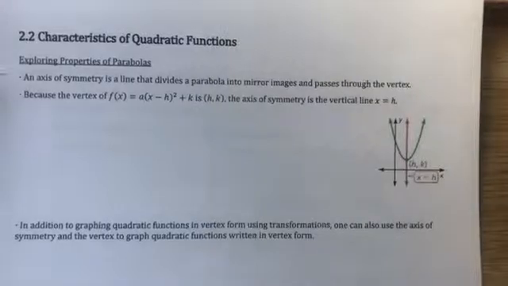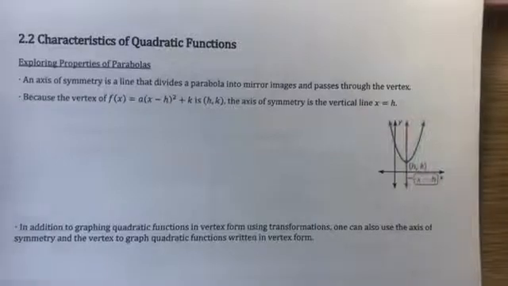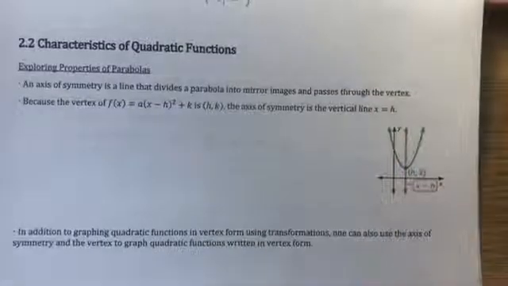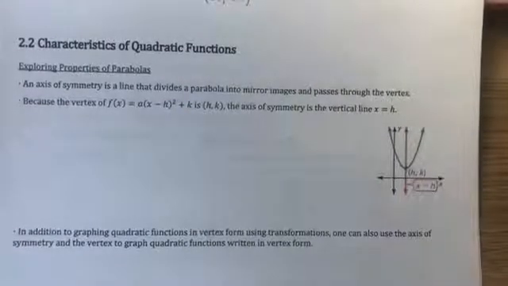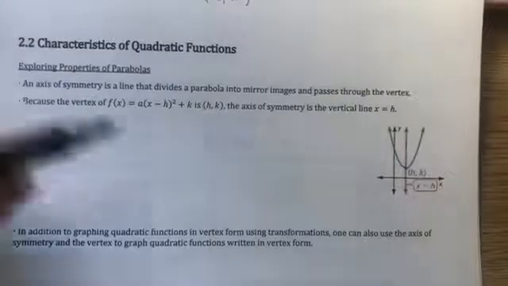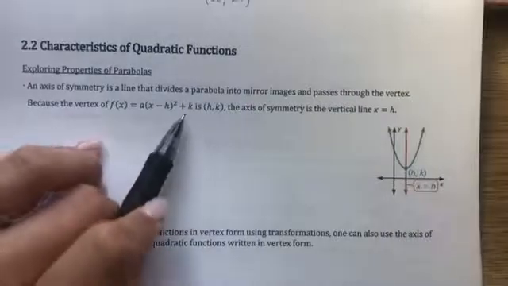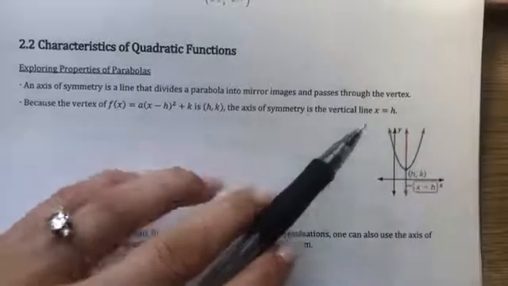So it says the axis of symmetry is a line that divides a parabola into mirror images and passes through the vertex. In the last lesson, I mentioned the axis of symmetry, but it's just a vertical line that goes through the vertex, and a parabola is symmetric, just like absolute value. And so you can use that axis of symmetry to find points on one side of it and then reflect them over to avoid having to find more points. So because the vertex of f of x equals a times x minus h squared plus k is h, k, which we talked about last lesson, the axis of symmetry is the vertical line x equals h.